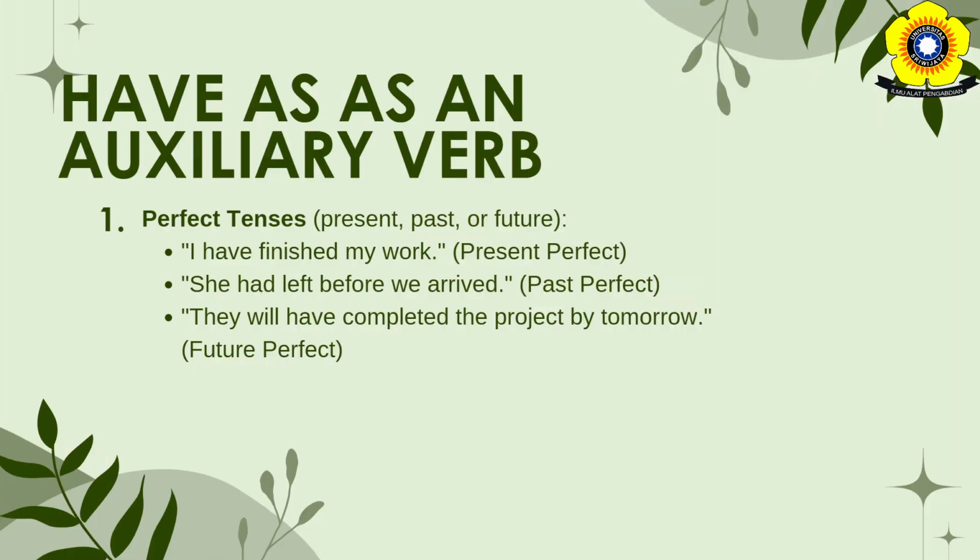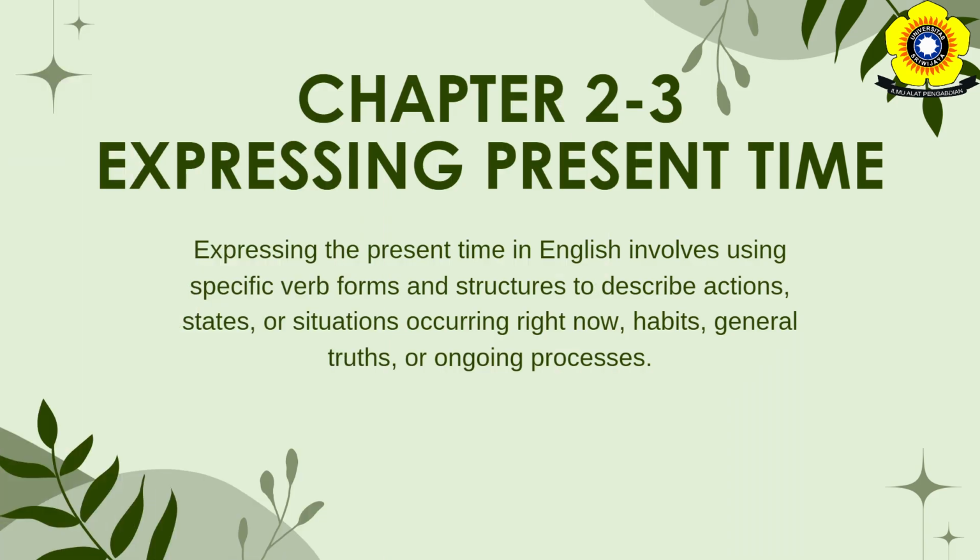Have as an auxiliary verb. The usage is in perfect tenses. Examples are, I have finished my work. She had left before we arrived. They will have completed the project by tomorrow.